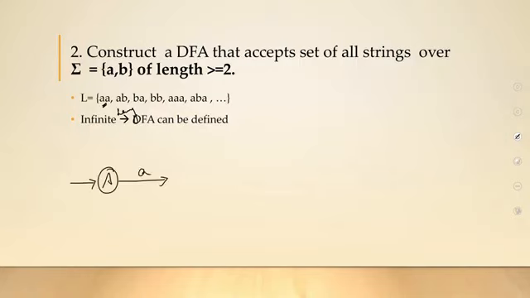On the occurrence of a small a, I will be going into my next state. Again, I have a small a occurring. Okay, I will go into my final state. So, I have done an automaton for AA. AA is now satisfied.